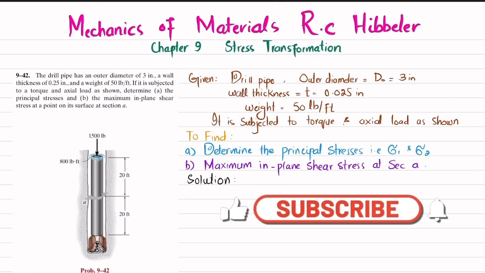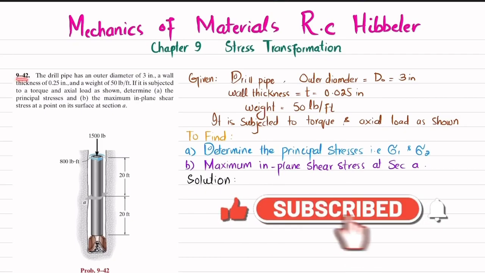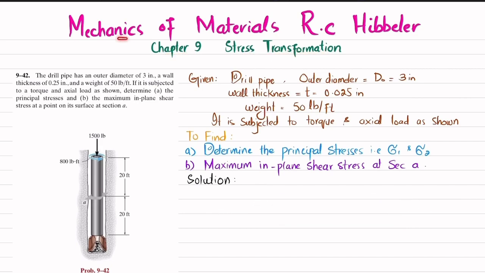Welcome back. Problem 9-42. This problem is taken from chapter number 9, that is stress transformation, and the book name is Mechanics of Materials by R.C. Hibbeler. So the statement is: the drill pipe has an outer diameter of 3 inch and a wall thickness of 0.25 inch and weight of 50 pounds per feet.